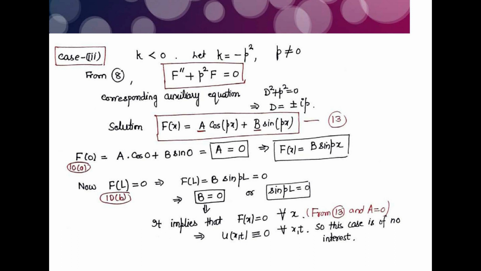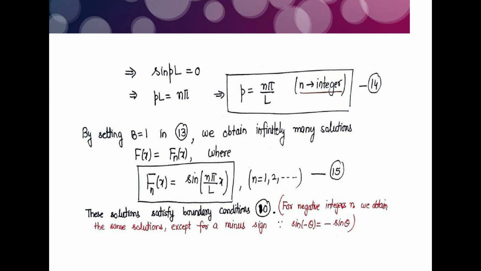So we will explore the second option, that if sin pL is 0. So if sin pL is 0, this implies that pL equal to n times pi. So this implies that p equal to n pi over L, where n is an integer but n is not 0, because p is not 0 and capital L is the length of the string, so it is again non-zero.